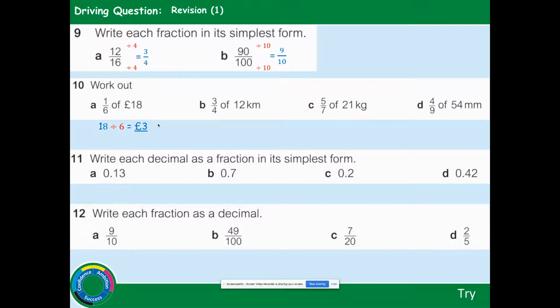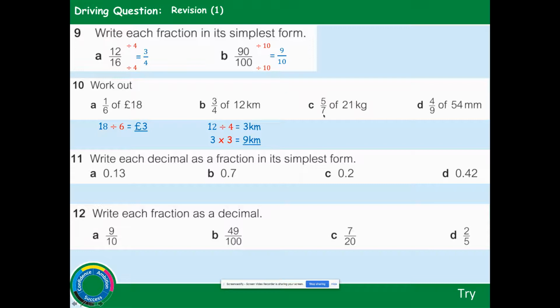Here we've got 12 kilometres and we need to find 3/4. So we're going to find 1/4 first. So 12 divided by 4 is 3. That gives us 1/4, but we want 3/4. So we need to multiply our answer by 3. So 3 kilometres times 3 will give us 9 kilometres. So 3/4 of 12 kilometres is 9 kilometres.